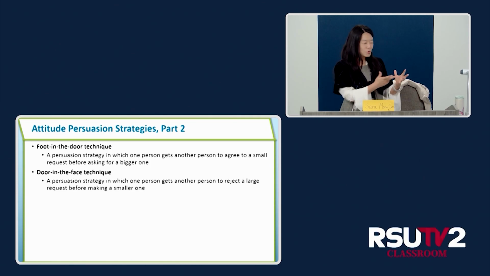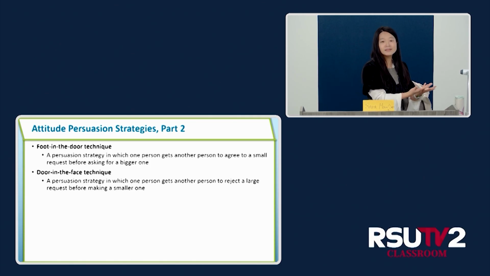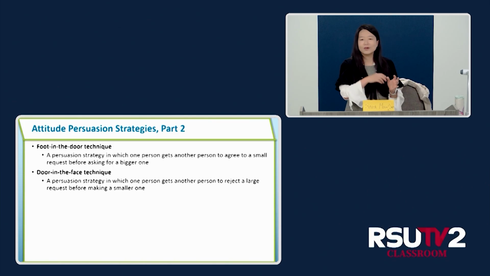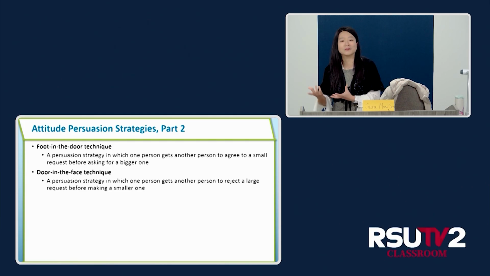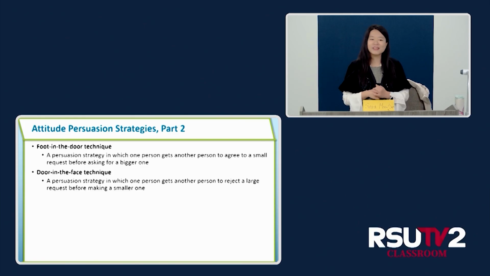So, as human beings, once we say yes to a small thing, we have a tendency to say yes to another, even though it's a little bigger thing. Do you agree with that? To a point, and it definitely depends on what we're talking about. But yeah, it's definitely a technique for sure.